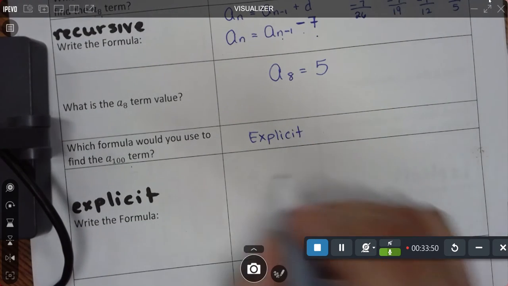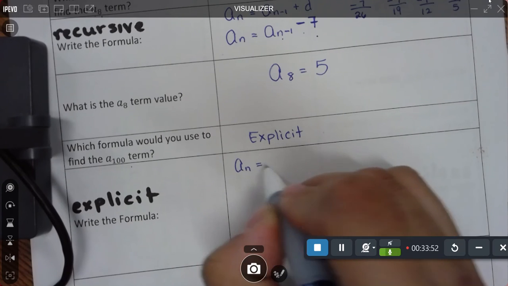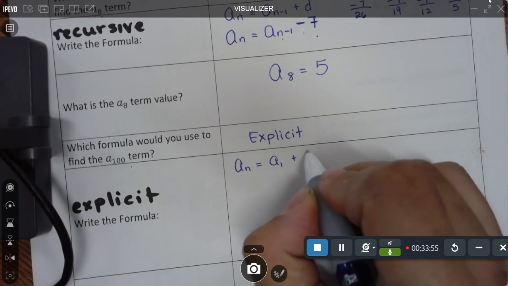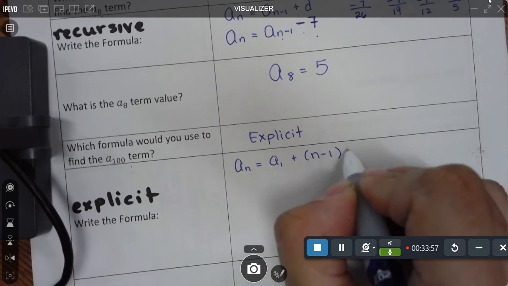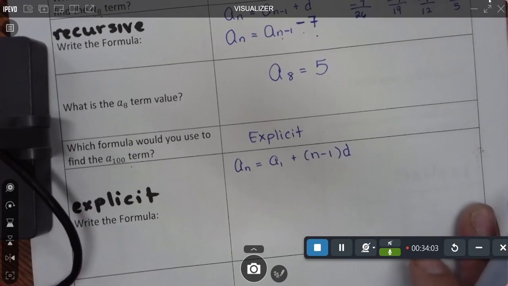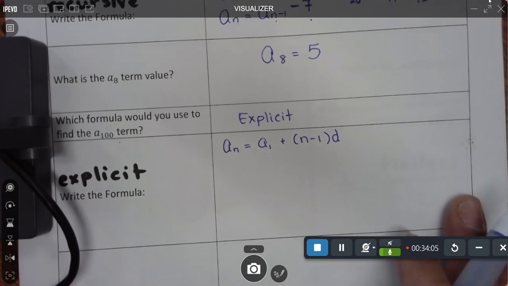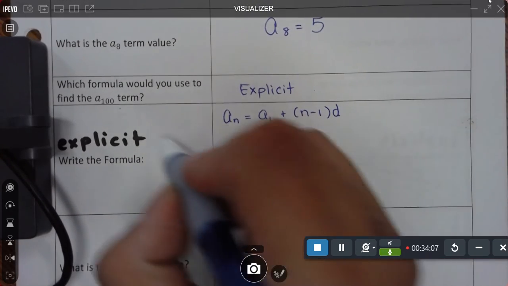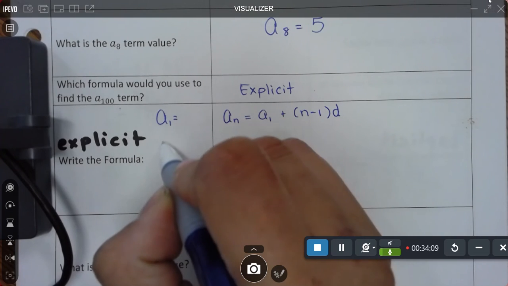All right, the formula, what was it? A sub n equals a sub 1 plus n minus 1 times d. And I just got the formula from the formula sheet, okay? It's going to be given to you. I don't need you to memorize them. I just need you to know how to use them. All right, we need a sub 1, and we need d.